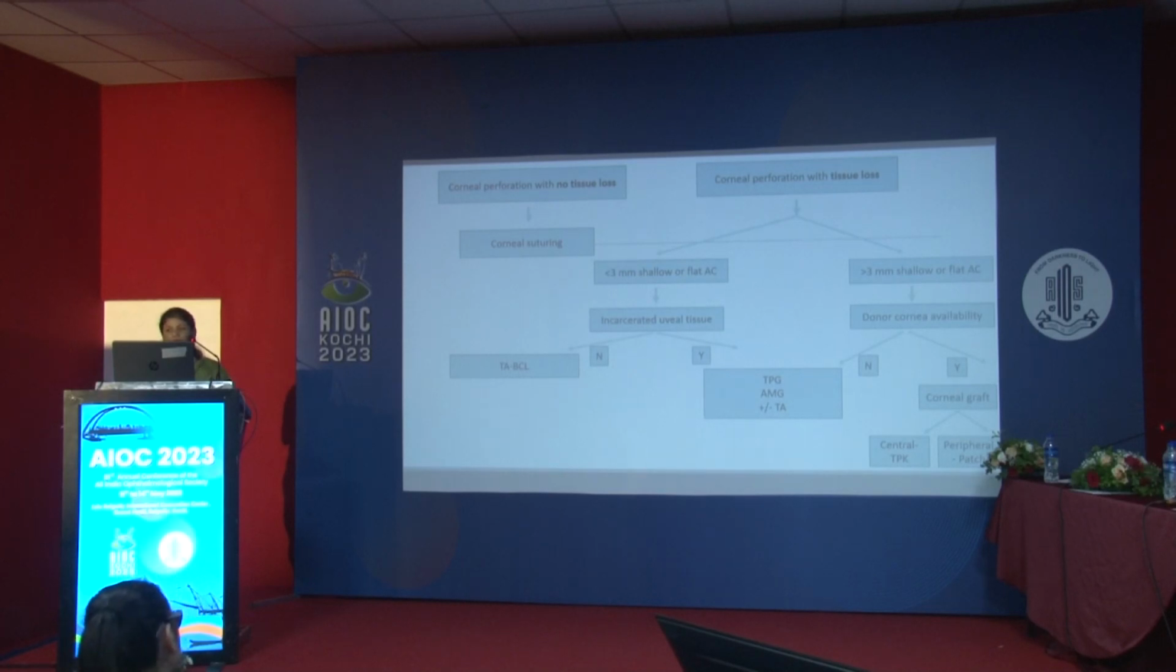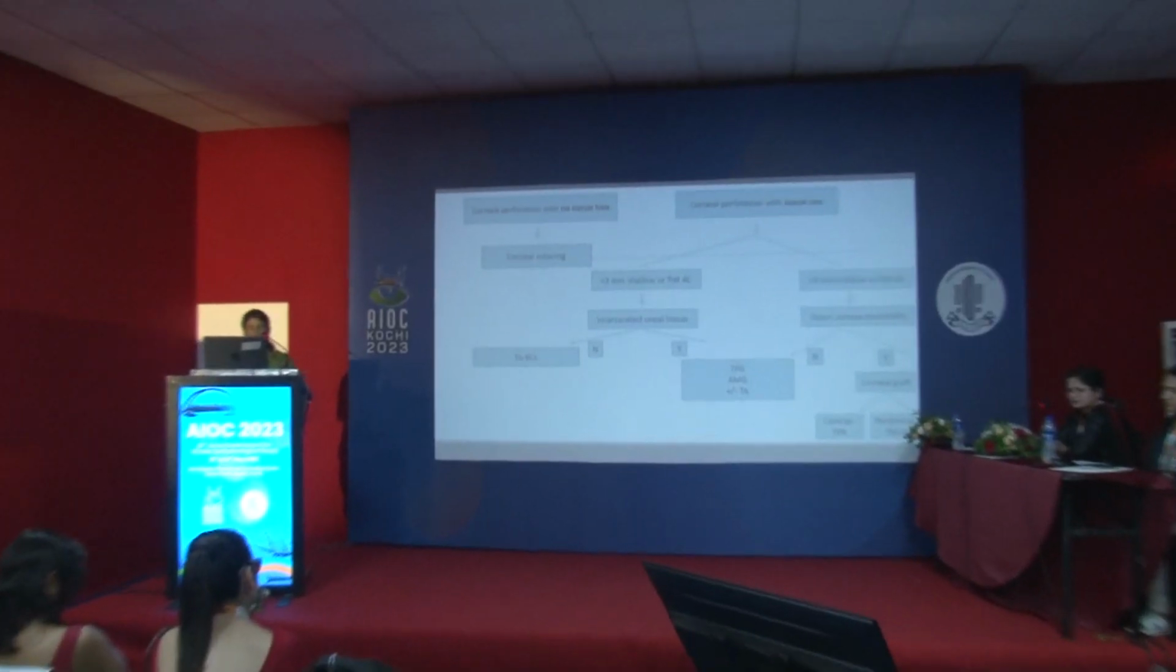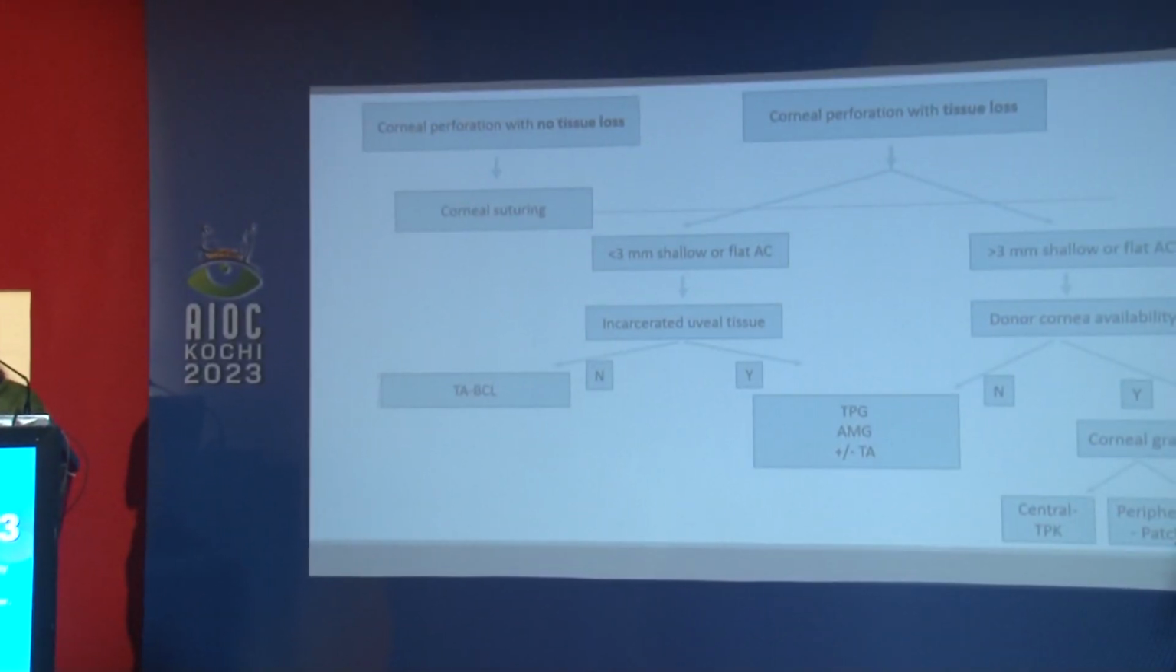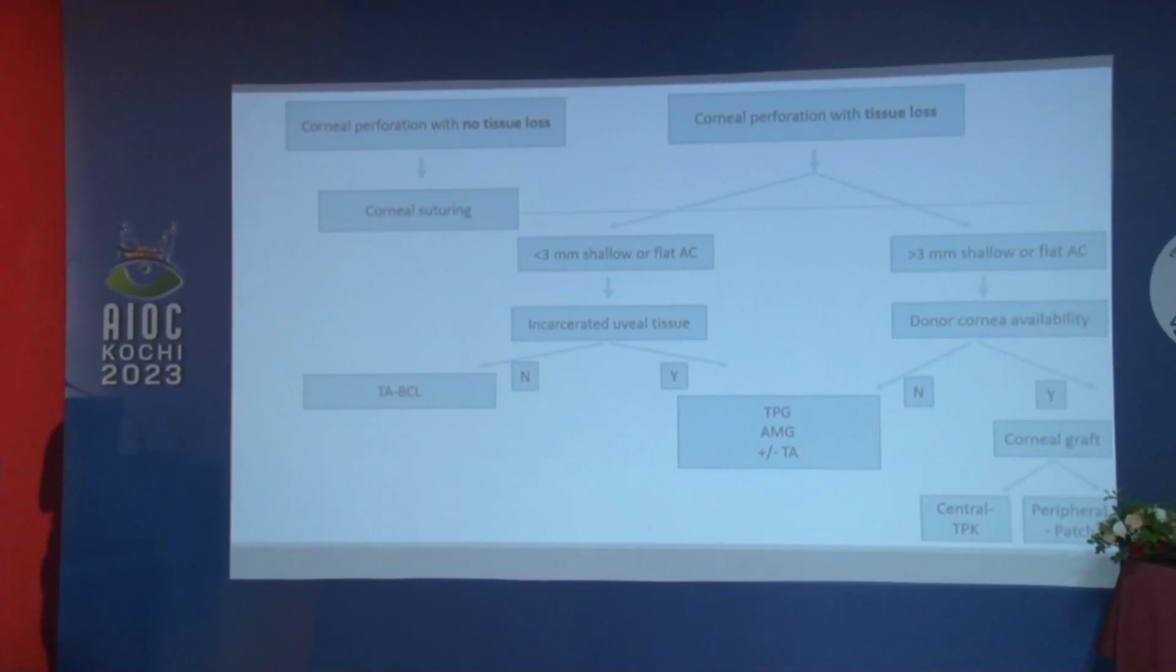And if the perforation size is more than 3 mm and donor cornea is available, better to go for patch graft in the peripheral lesion or tectonic PK for the central lesions. And if it is not available, then up to 5 or 6 mm, we can go for the Tenon's patch graft or amniotic membrane with or without cyanoacrylate glue.